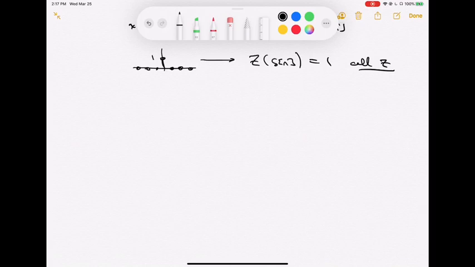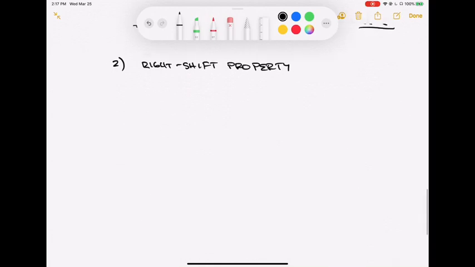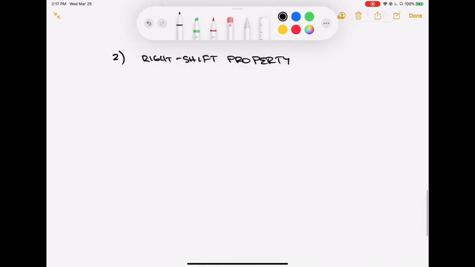The next property that we're going to talk about is related to a shift property. We're going to break this up into two different directions just because they behave kind of differently. So I'm going to start out by talking about a right shift property. We're going to be talking about moving things to the right and seeing how that manifests in the transform domain.